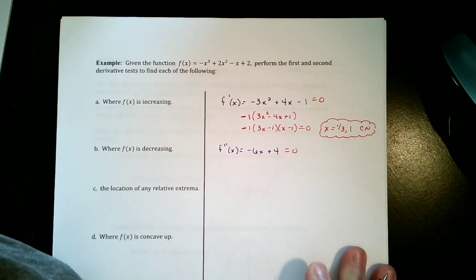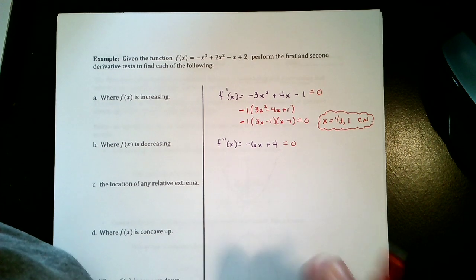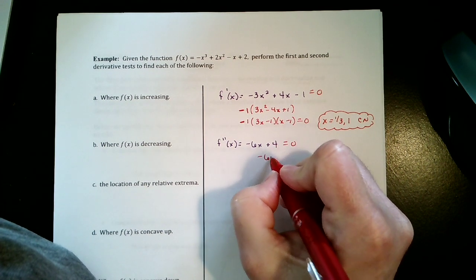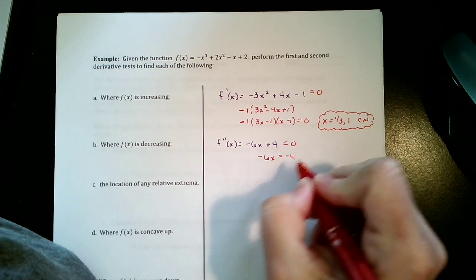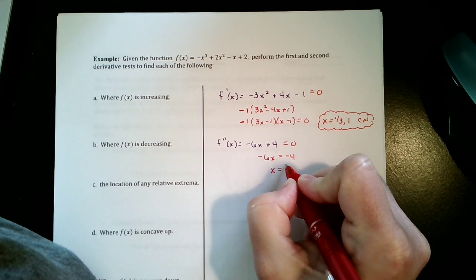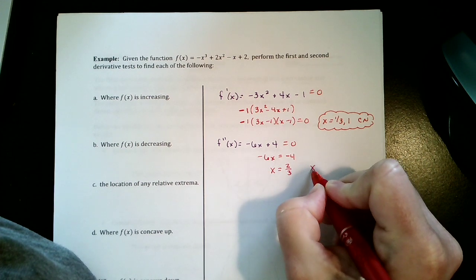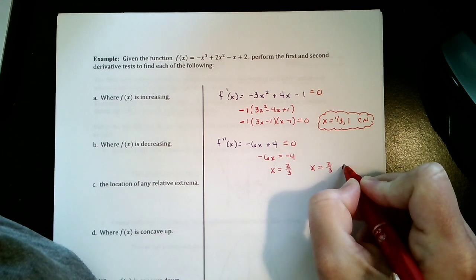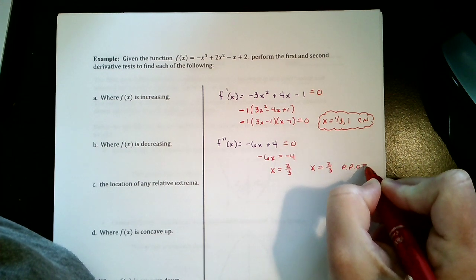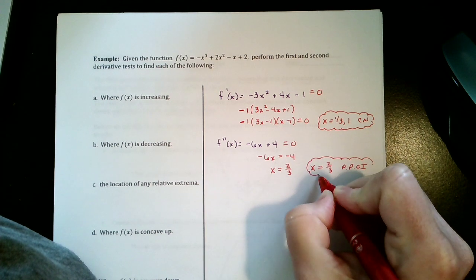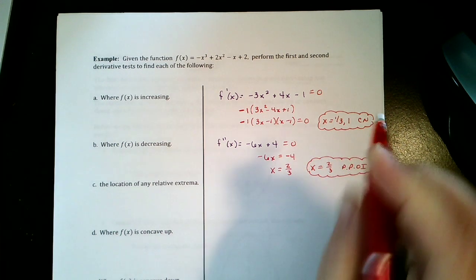Okay, oops, I'm off the screen here. I'm going to do the same thing with my second derivative. Negative 6x is equal to negative 4. So x is equal to negative 4 divided by negative 6, which is positive 2/3. So x equals 2/3 is a possible point of inflection. Okay, so those are my numbers right there that are going on my number line.